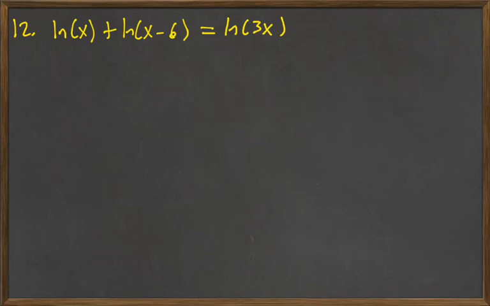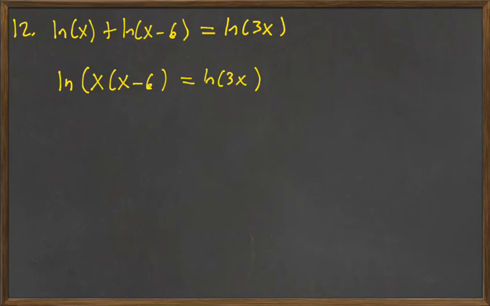So we have two natural logs being added together on the left-hand side, so we'll combine them using the product rule. So that'll be the natural log of x times x minus 6, and that's going to be equal to the natural log of 3x, okay? So we've isolated and condensed the logs, and it's form 2.